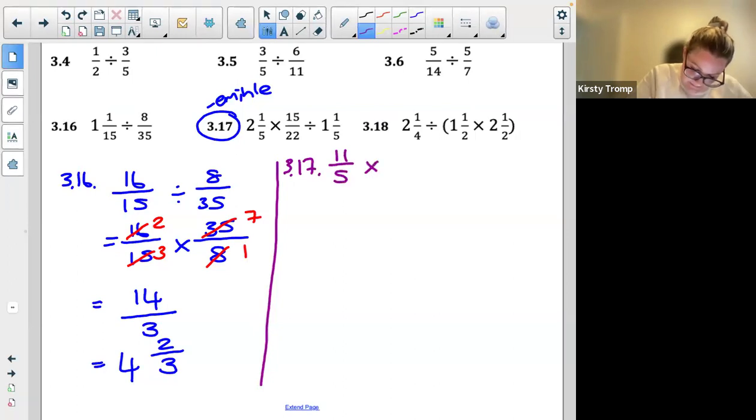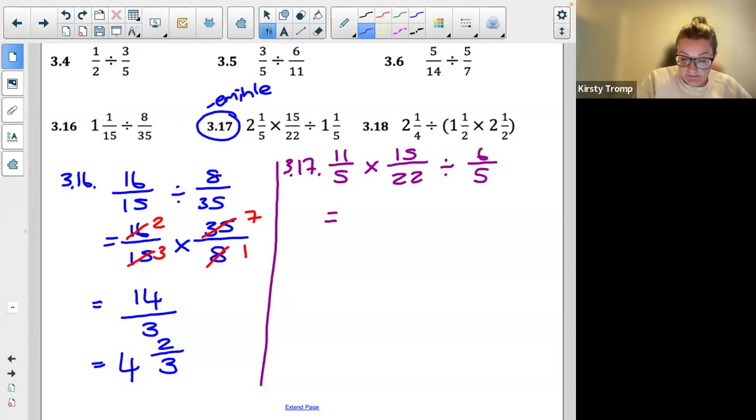Times by 15 over 22. Good. 15 over 22. Nice. Divided by 6 over 5. Good. So you said 1 times 5 is 5, plus 1 gave you 6 over 5. Okay. Then what? And then I said 11 over 5 times 15 over 22, and then times 5 over 6, and then I flipped the numbers.